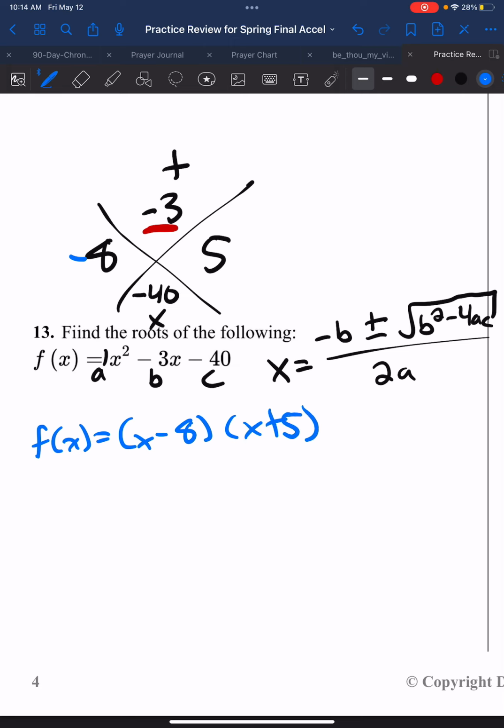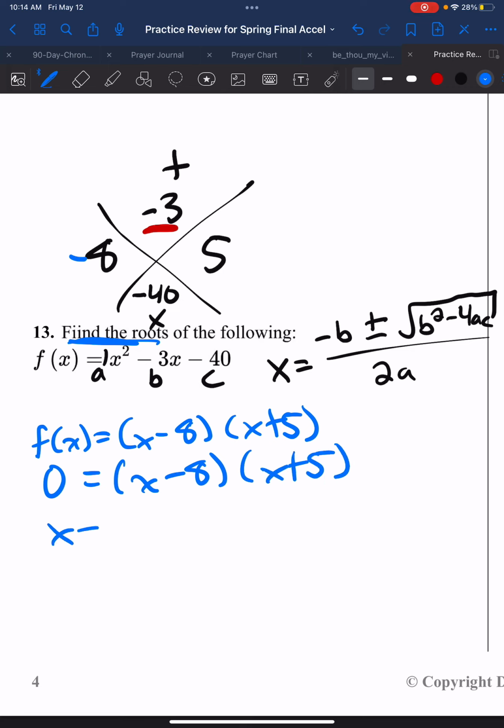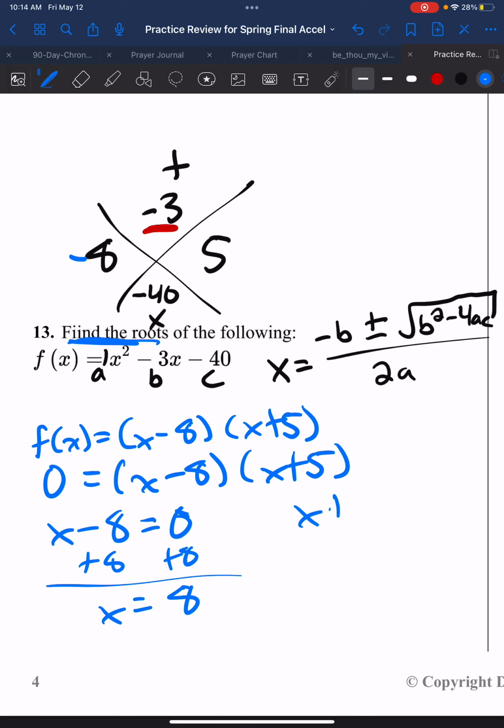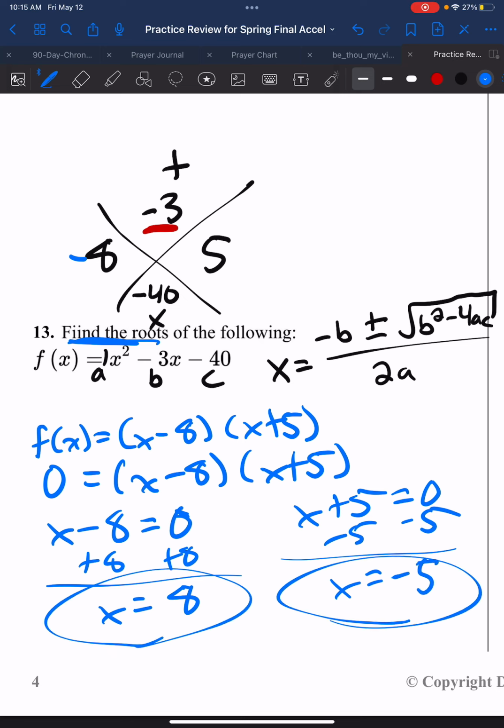And when you're finding the roots, as it says here, all you're doing is setting the function equal to 0 and solving. So basically, what you're doing is setting each one of these parentheses equal to 0 and solving, which ends up being that you're just going to flip the signs because parentheses are liars. We do not like parentheses around here. Okay, so my answers would be x equals 8 and x equals -5. Those are my roots.